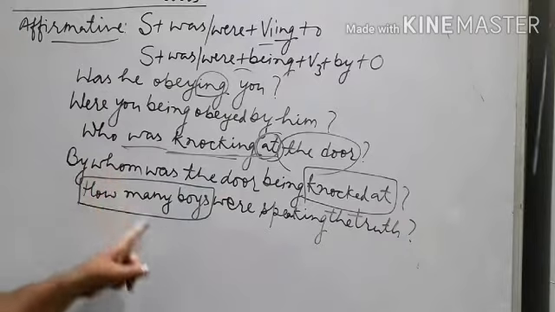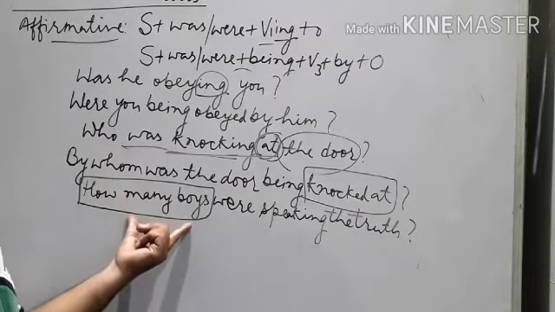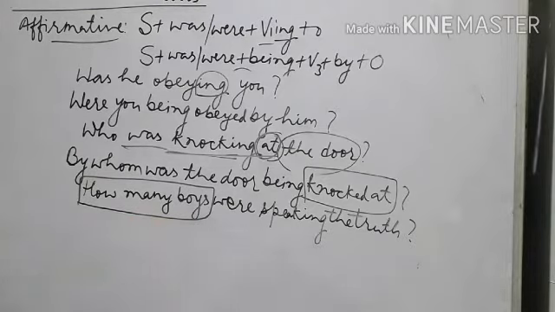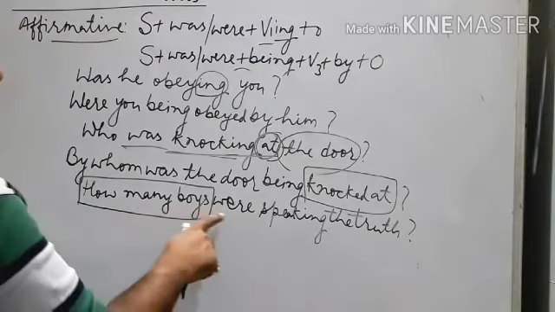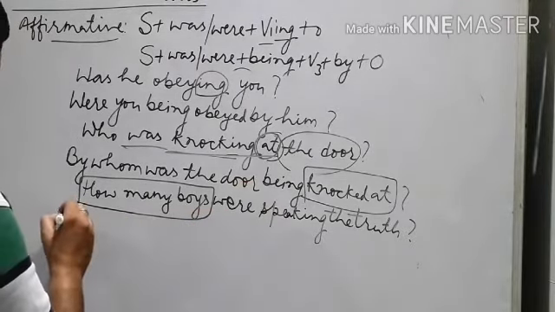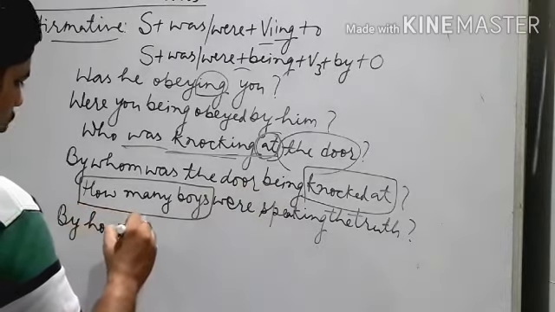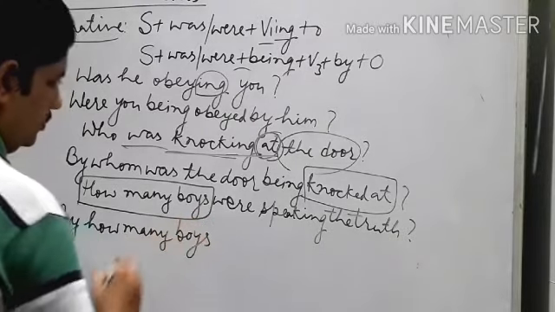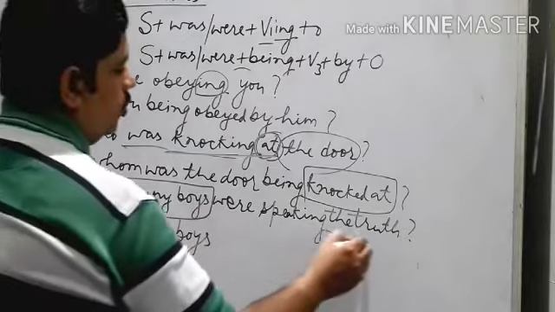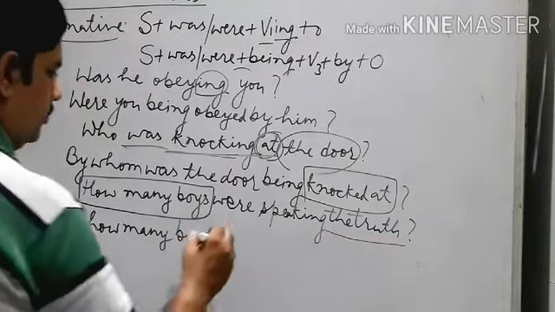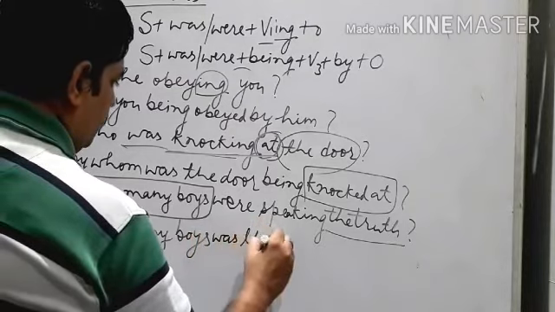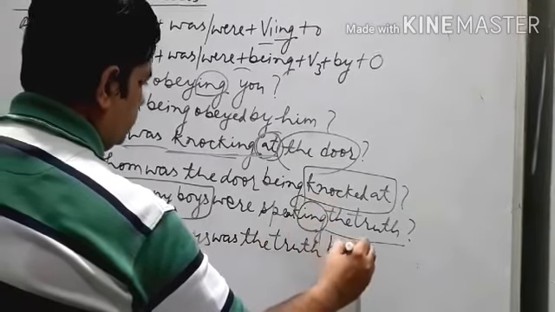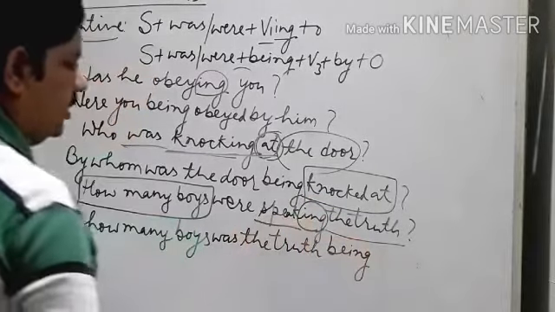So here it is like who. Whenever you have this kind of phrase with how many, there also we use by in the beginning. So like, how many boys were speaking the truth? So we start here like, by how many boys. Okay, and now you use according to object. Truth, it is singular. Was. By how many boys was the truth? Now I am being. Okay, and then the third form of speak.